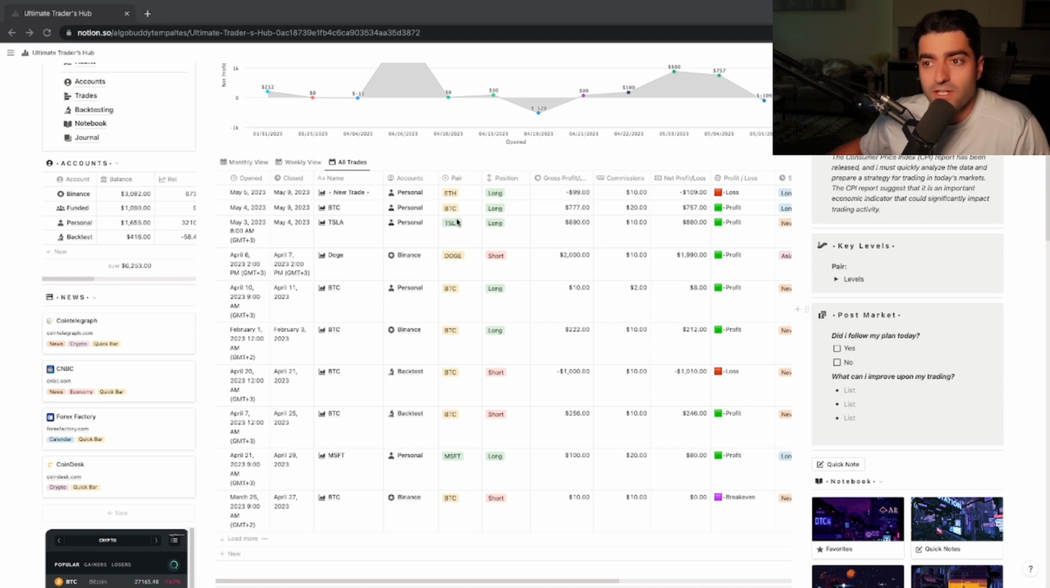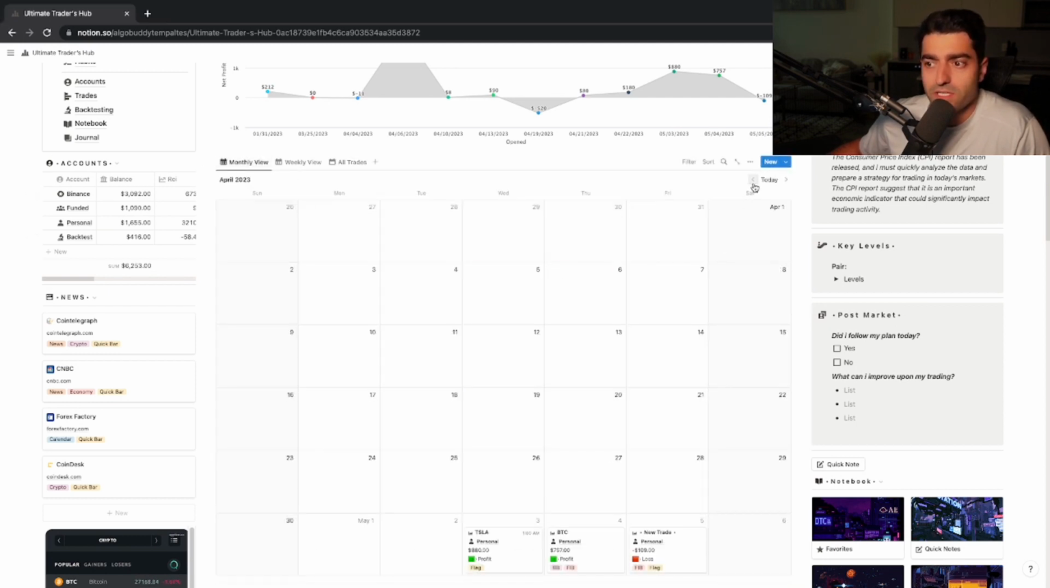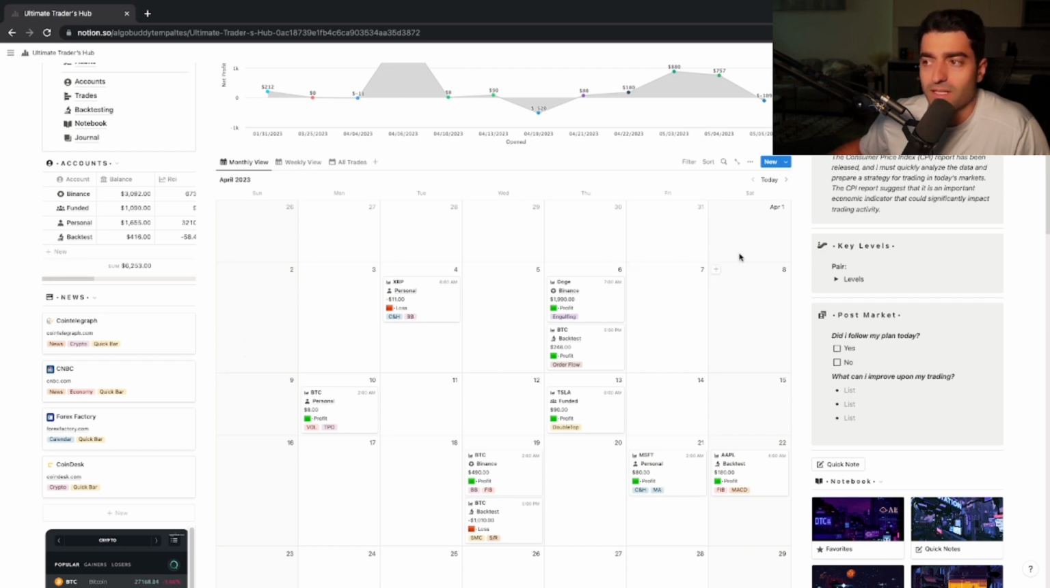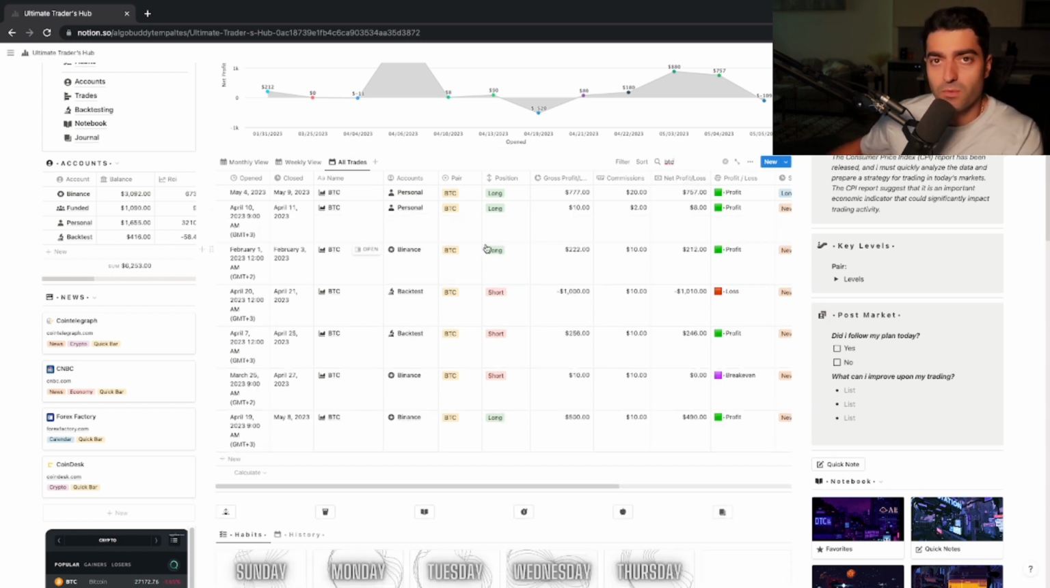Another really cool feature is the fact that you can sort these trades by monthly view, so you can see every single trade for that specific month directly on your calendar. And then also there is the sort feature, which allows you to filter specific trades. For example, if you wanted to take a look at all of your Bitcoin trades to track your crypto trading strategy that month.